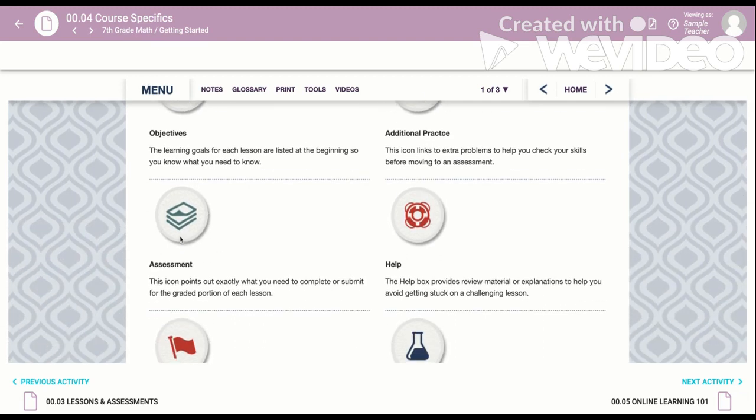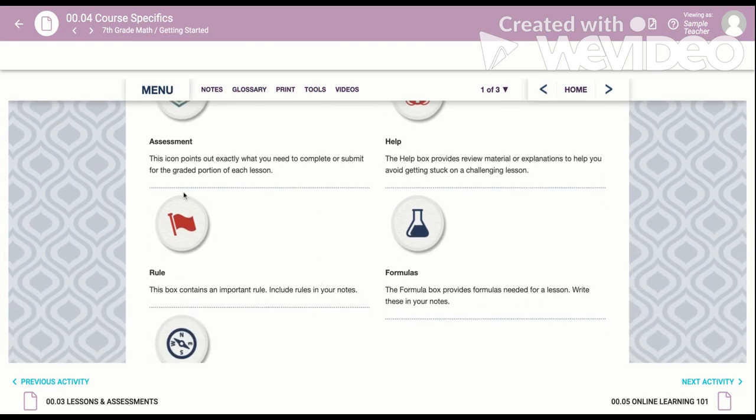This stack of papers is going to be the assessment. It says this icon points out exactly what you need to complete or submit for the graded portion of each lesson. If you see this life preserver, this means help. The help box provides review material or explanations to help you avoid getting stuck on a challenging lesson. If you see the flag, this is a rule. So it says this box contains an important rule. You also want to include rules in your notes.